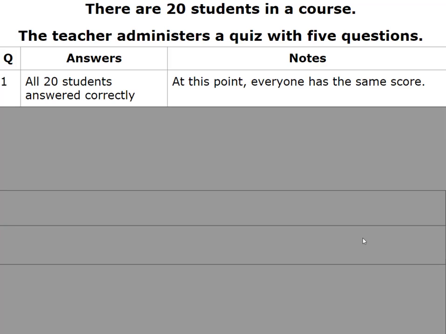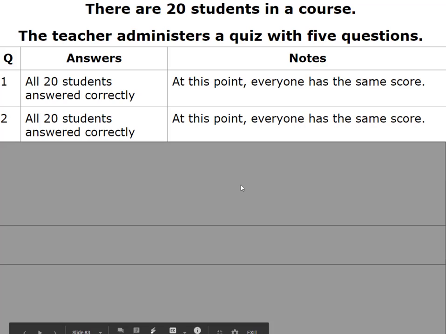So let's just say that there's 20 students in a course, and the teacher gives the students a quiz that has 5 questions. If all the 20 students answer that first question correct, right, at this point, everybody has the same score. There's nothing about that particular question that is distinguishing between students that really know the material and students that do not know the material.